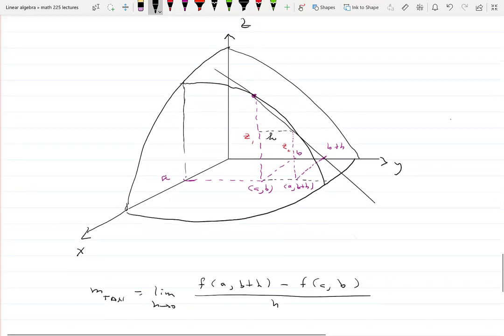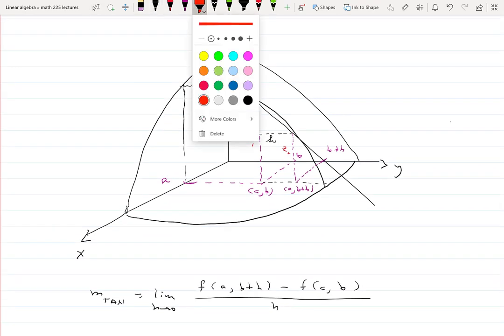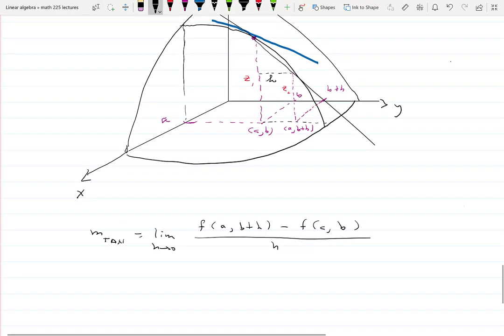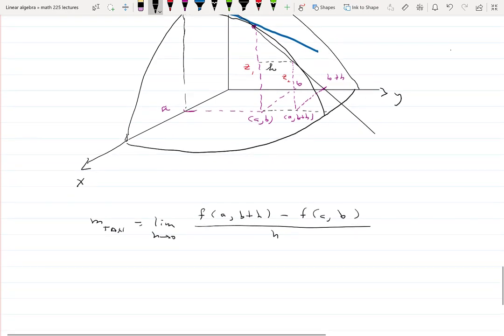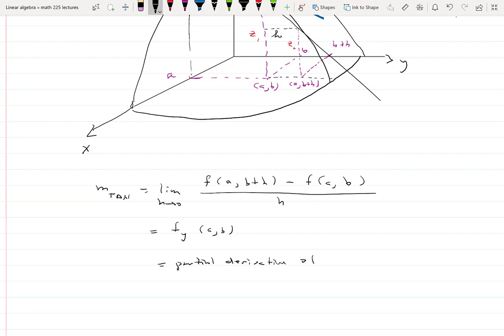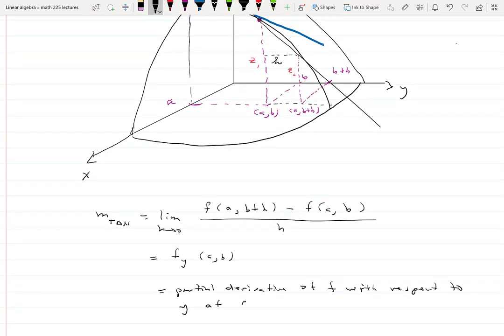But I don't get the original tangent line I had in red. Let's change the color of that tangent line. I'm going to get that tangent line now. I'll use blue. And I get this one. The slope of that tangent line I get by holding a fixed and letting the y values vary to form that curve. And that symbolically results in f sub y at a, b, and that's called the partial derivative of f with respect to y. That means I'm holding x constant and letting y vary, with respect to y at the point a, b.